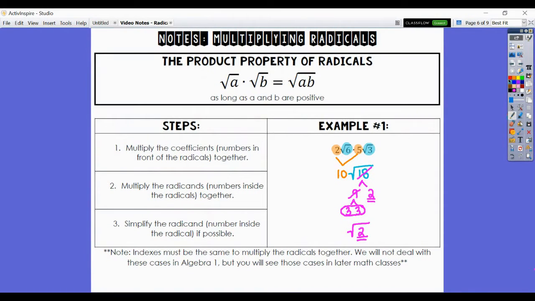Outside, my 3 will go with the 10. And then I know 10 times 3 will become 30 there. Final answer will be 30 radical 2. Let's go ahead and try another example here.